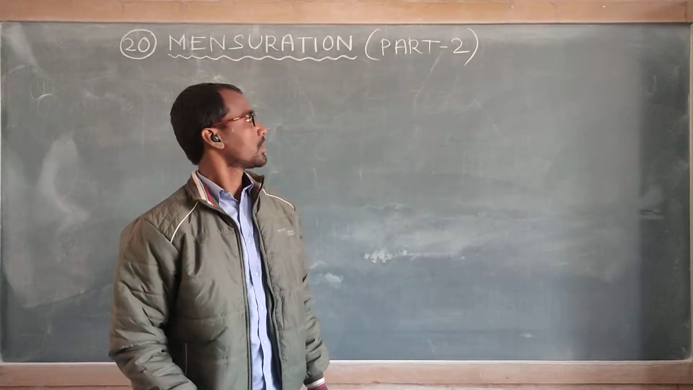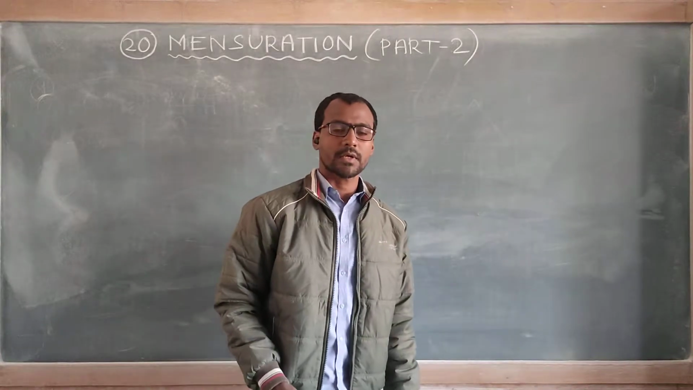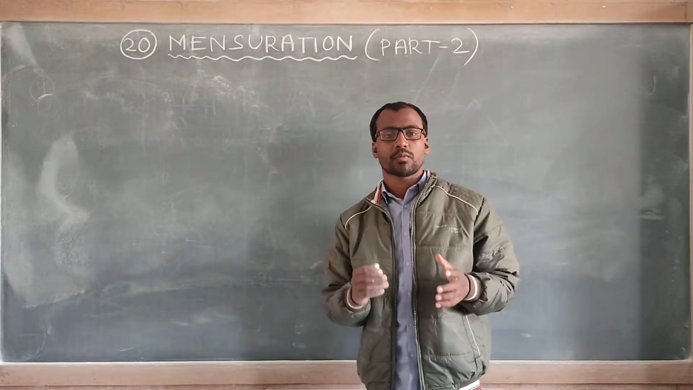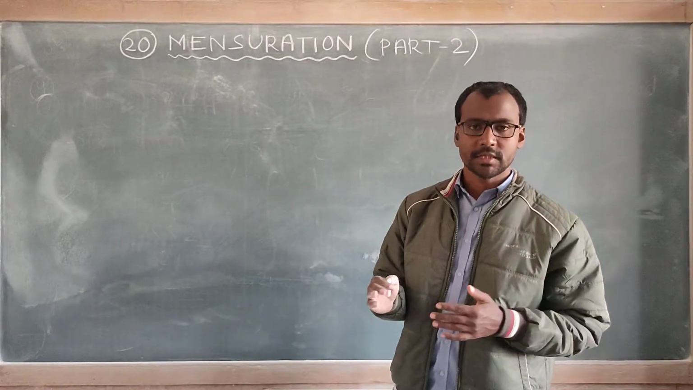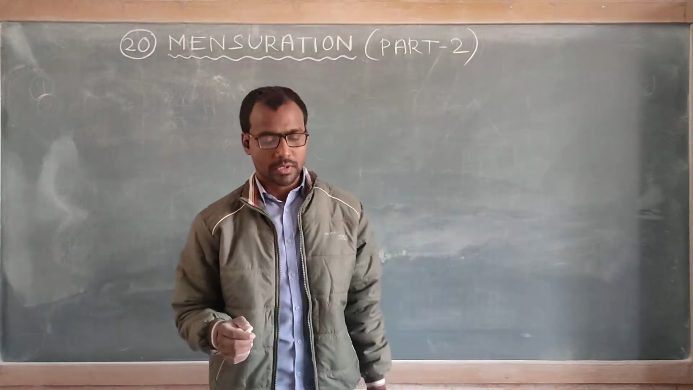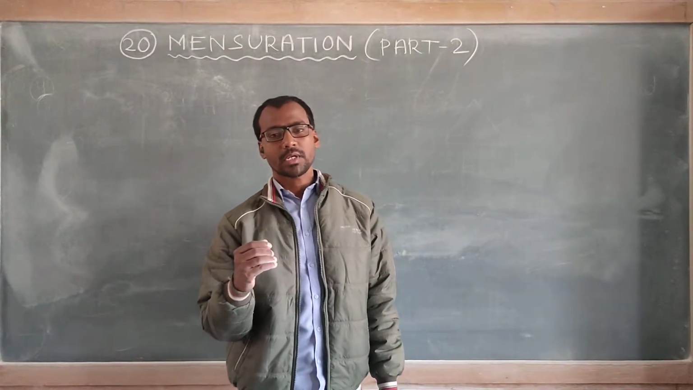This is Mensuration, part 2 of class 10. In the first part, I have already explained the concepts of cylinder and cone, their formulas, volume, surface area, etc. Hollow cylinder, solid cylinder, then cone. In this part, I will be solving simple examples.